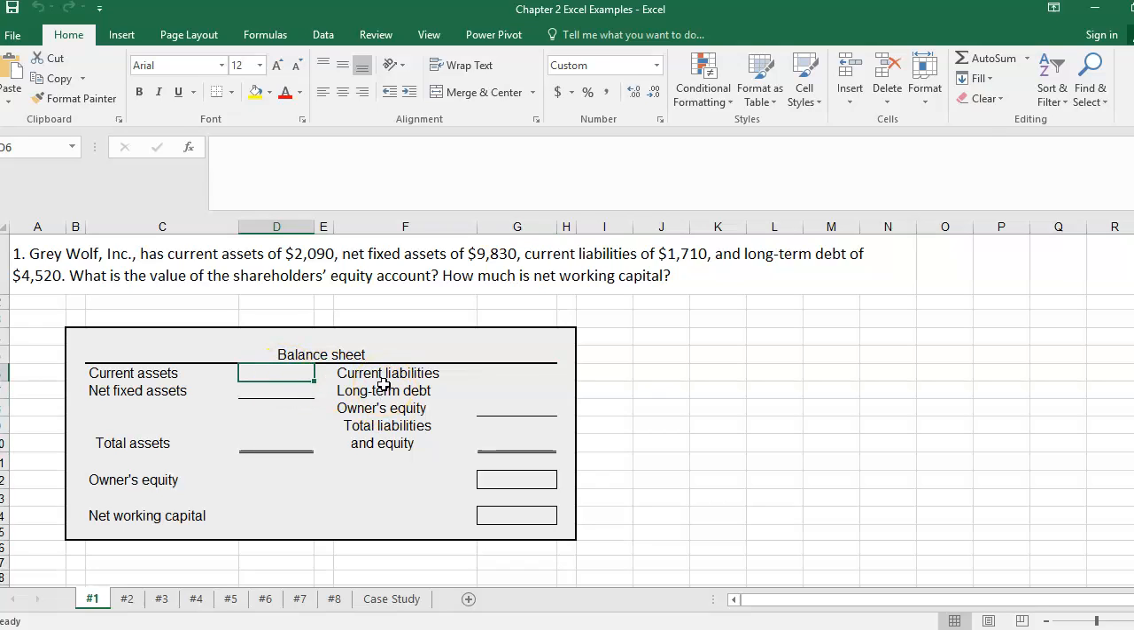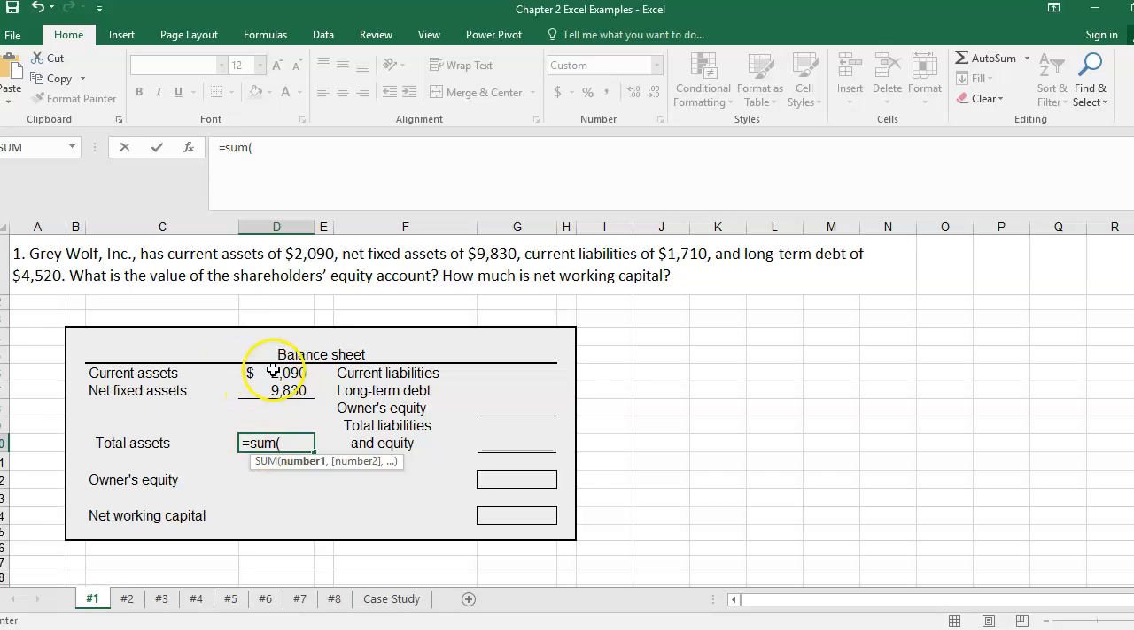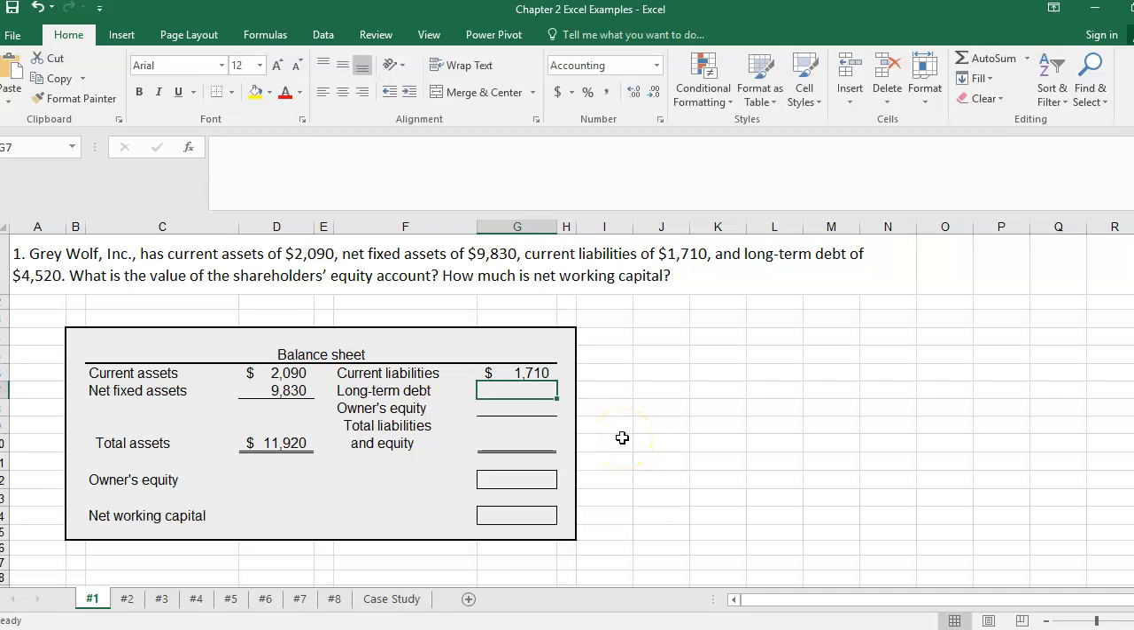We have current assets of $2,090 and we have fixed assets of $9,830. If we add those two items together, that gives us our total asset amount for our balance sheet. The other two numbers that were given are current liabilities of $1,710 and long-term debt of $4,520. What we are missing is our owner's equity.